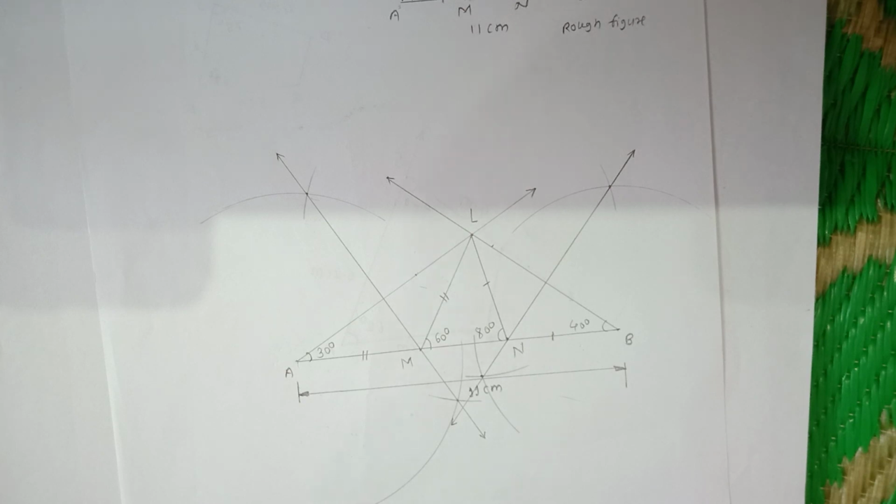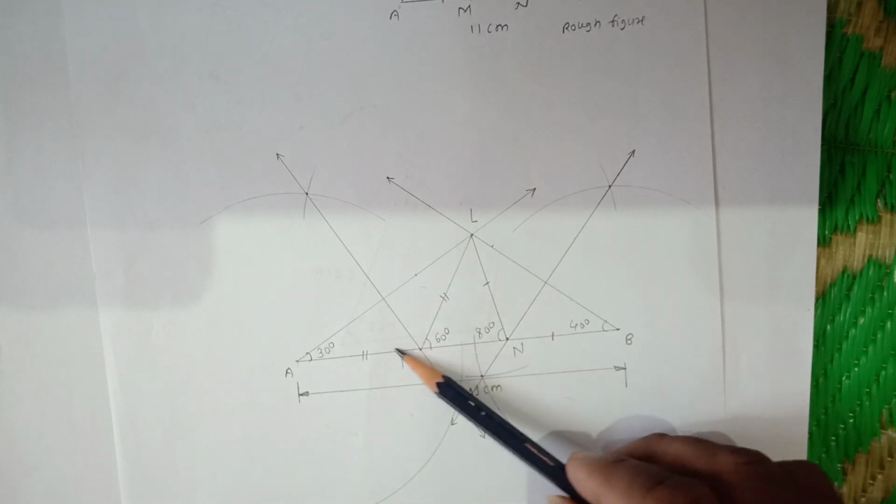Thus students, today we have studied how to construct a triangle if its perimeter, base and the angles which include the base are given.